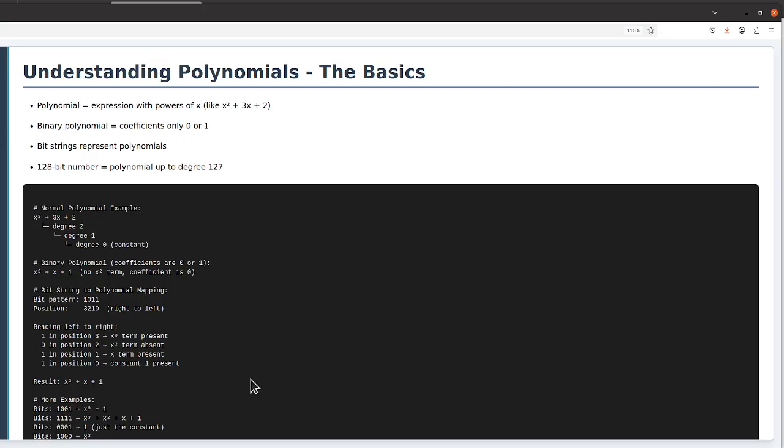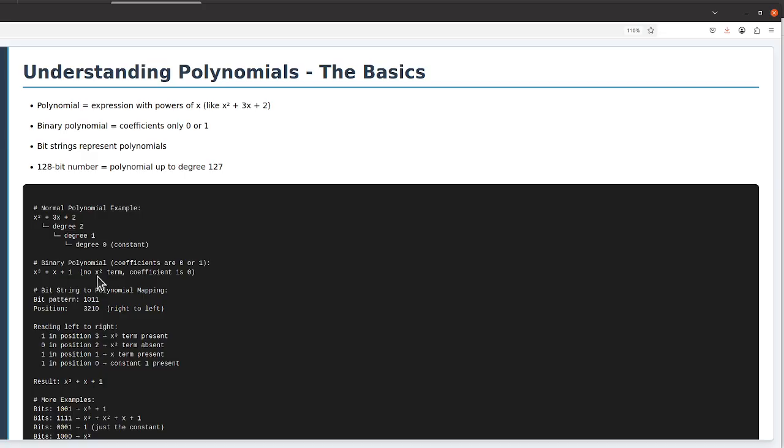A polynomial is an expression made up of terms with variables raised to different powers. For example, x squared plus 3x plus 2 is a polynomial. It has 3 terms. x squared, which is x to the power of 2, 3x, which is 3 times x to the power of 1, and 2, which is the constant term, or x to the power of 0. These powers are also called degrees, so x squared has degree 2.